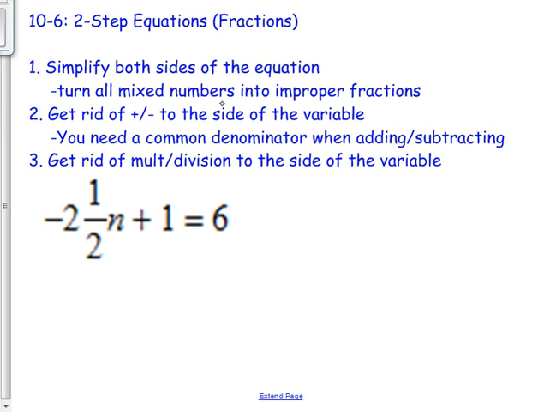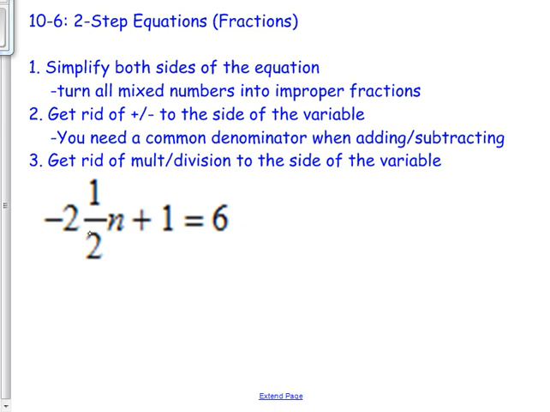Simplify both sides of the equation. Remember, turn all mixed numbers into improper fractions. That's our first step. Get rid of addition and subtraction to the side of the variable. Remember, you need a common denominator when adding and subtracting fractions. Step 3, get rid of multiplication and division to the side of the variable. And remember, we do follow order of operations backwards, so if we do have any invisible parentheses, we'll have to do that last.